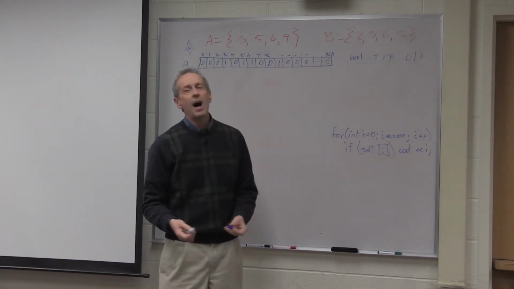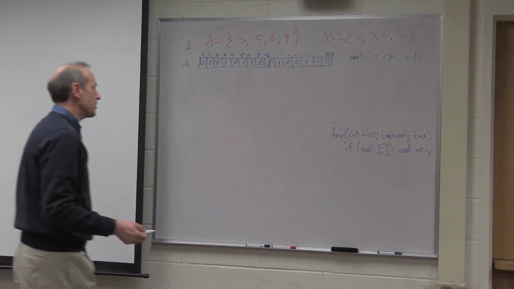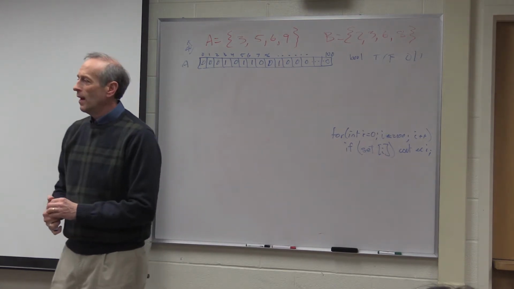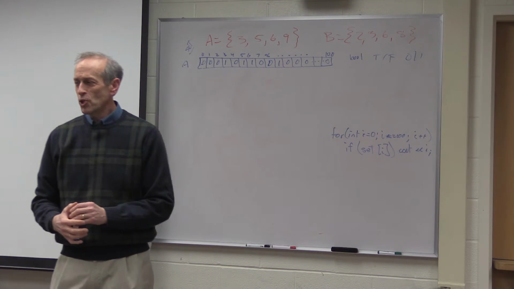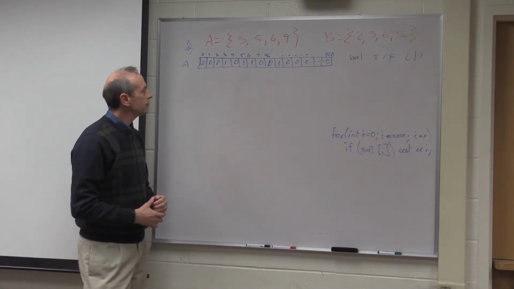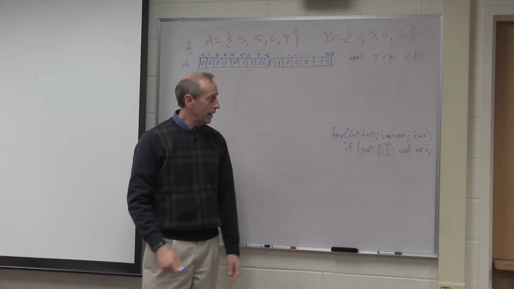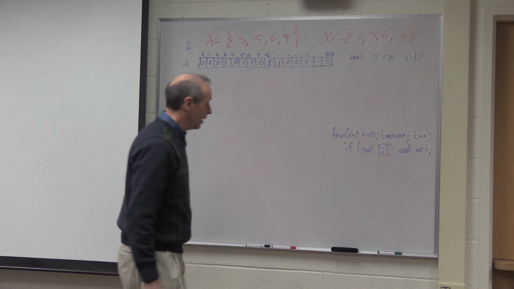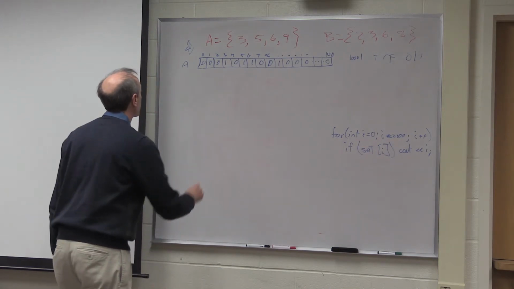So if set sub I is true, print I. Print a space after that. That would be nice. Otherwise, your set elements are going to be all squished up against each other. It won't be very distinguishable. That's your print. You just make sure you print an open and close brace prior to that. So there's your print routine. Very simple.